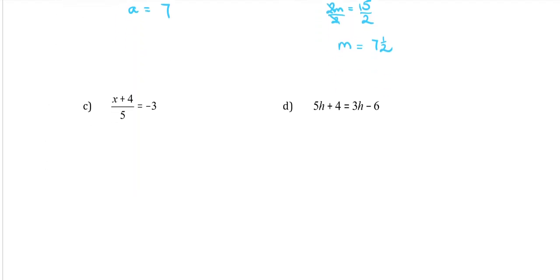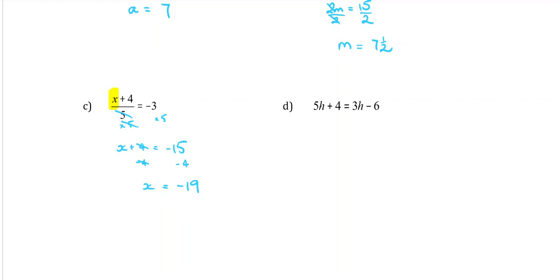C. Again, this is a two-step equation because other than the x here, there is two numbers, the 4 and the 5, that will need to be moved away. Now the 4 is being affected by that 5, so the 5 has to go first. Because of the fraction, that means that that 5 is dividing, so we want to times by 5. Do the opposite. So that will leave x plus 4 equals minus 15. Then the plus 4, the opposite is to minus 4. X is by itself, minus 15 minus 4 is minus 19.